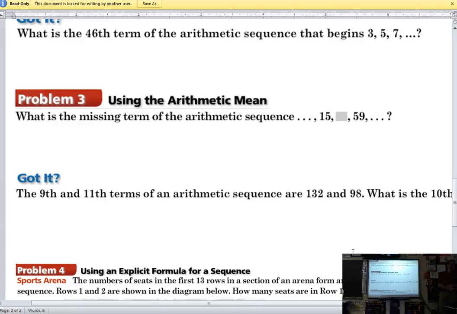If you know the 2 terms on the 2 sides of a missing term, and it's an arithmetic sequence or series, because it doesn't really matter if it goes on forever or if it ends. If I know the 2 terms beside a missing term, to find that missing term, what are we going to do? Caleb?